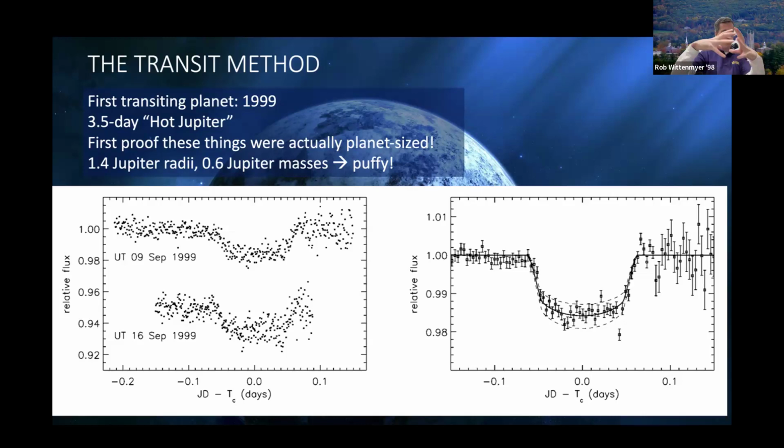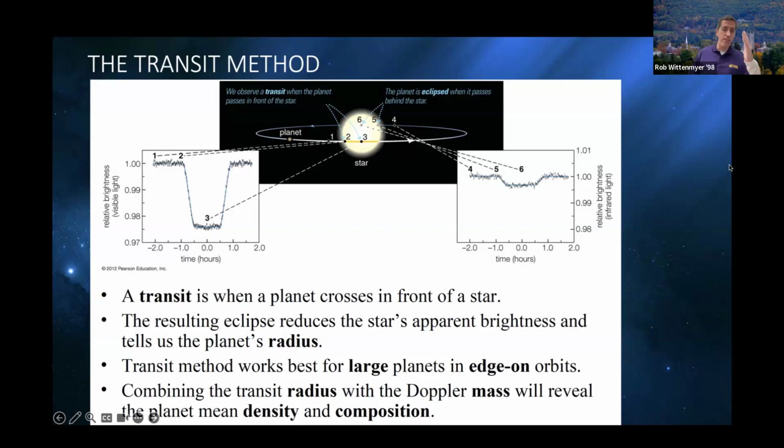Now we do. Once you have a mass and a radius, you can work out its density, right? This first one actually was really puffy. This first one was 1.4 times the radius of Jupiter, but it actually didn't have as much mass as Jupiter. So you figure, okay, it's puffy. So the transit method actually buys you a lot. And we're going to be talking a lot about that. A lot of what we know about exoplanet detail comes from the transits because you get so much information.